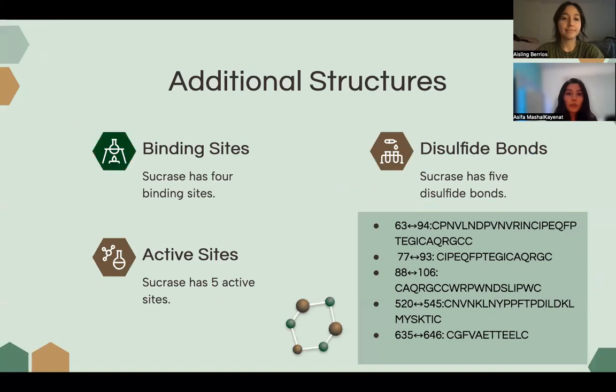What about some additional structures that make sucrase unique to its function? Sucrase actually has 4 binding sites that allow for substrate binding and even 5 active sites where catalytic activity of sucrase interacting with its substrate occurs. Sucrase also has 5 disulfide bonds, including one between positions 63 and 646, contributing to the overall stability and strength of sucrase.